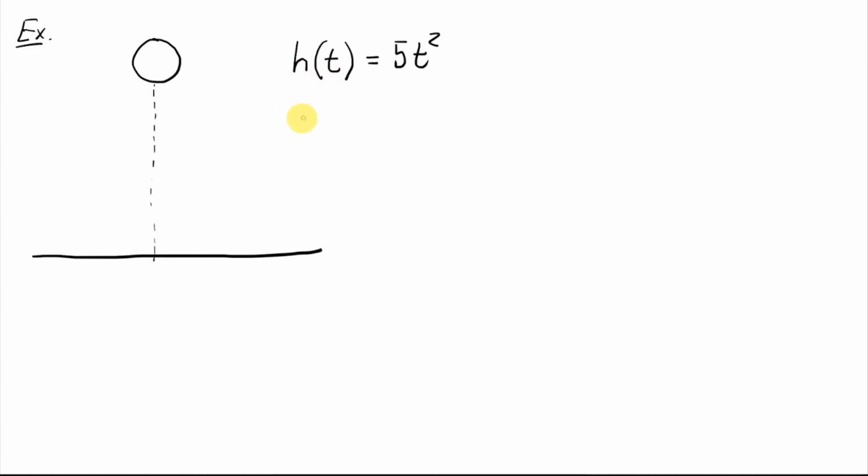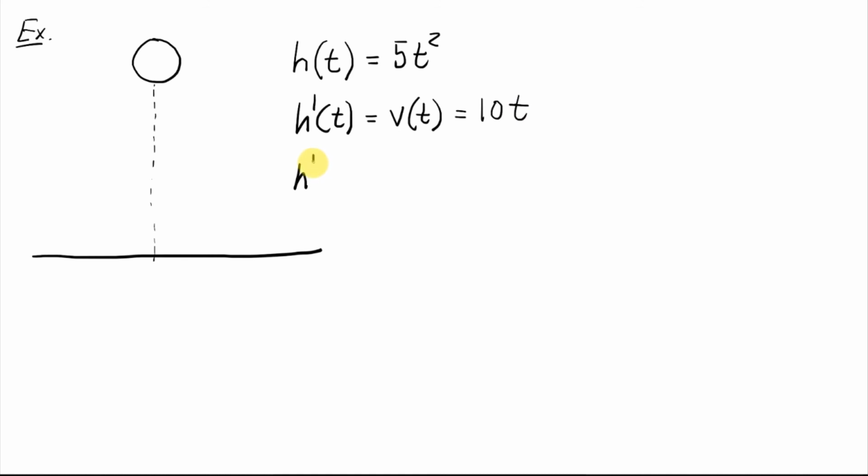If we take the derivative of this one, that will give us the velocity of the object as a function of time. And if you take the derivative of this one, you will get 10t. That means after a time of t seconds, the speed is 10 times the time. So after 3 seconds, the speed is 30 meters per second.